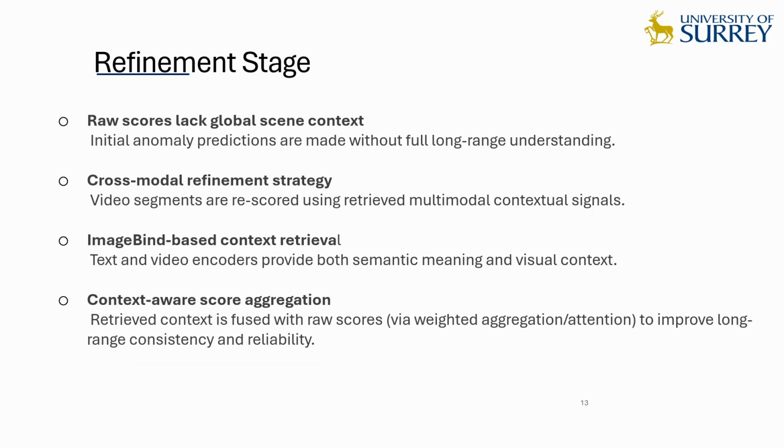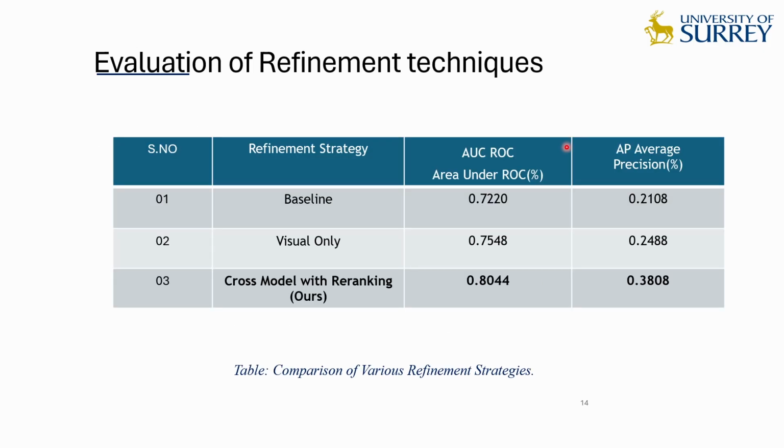So after that, this is more information about the refinement stage. The initial anomaly score predictions are made without full long-range understanding, because we just pass a clip and one previous clip as context to the large vision language model, and it generates the rationale. So it lacks the global information. For that, we utilize this cross-modal refinement strategy, where the video segments are rescored using retrieved multimodal contextual signals. For this, we utilize an image, video, and textual encoder. Then we retrieve context with the RAS scores, and at the end we did the softmax aggregation. So this is the evaluation of the refinement techniques.